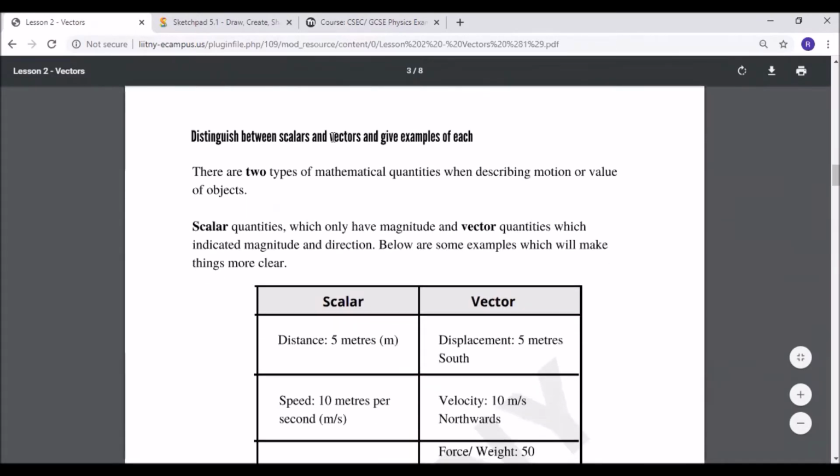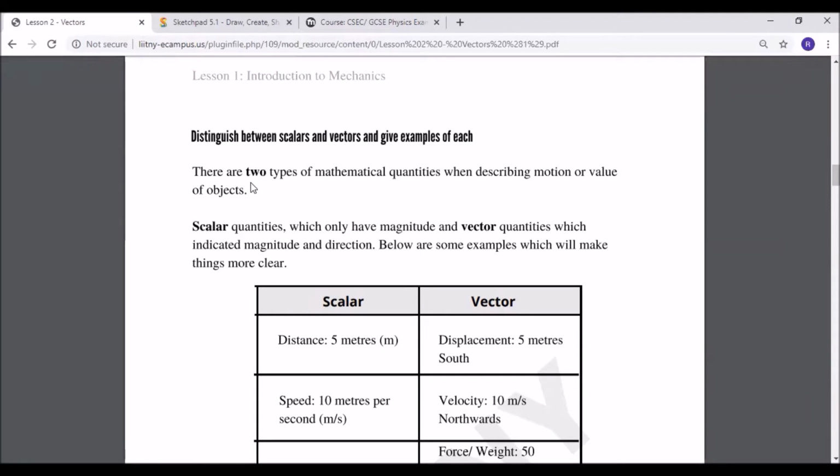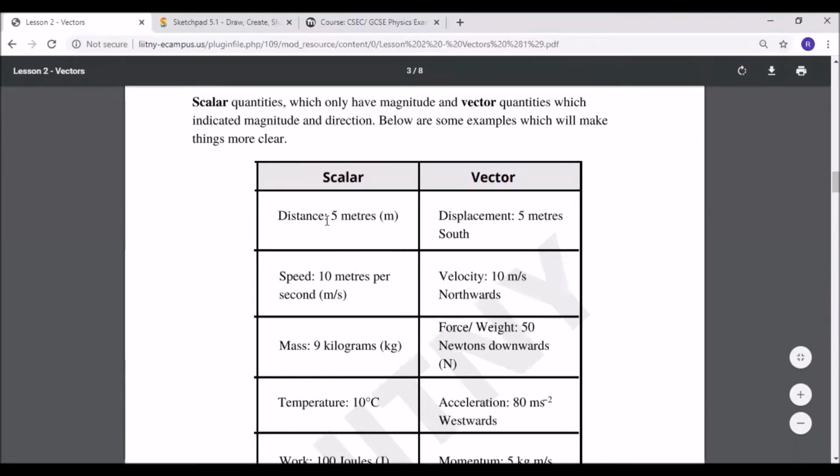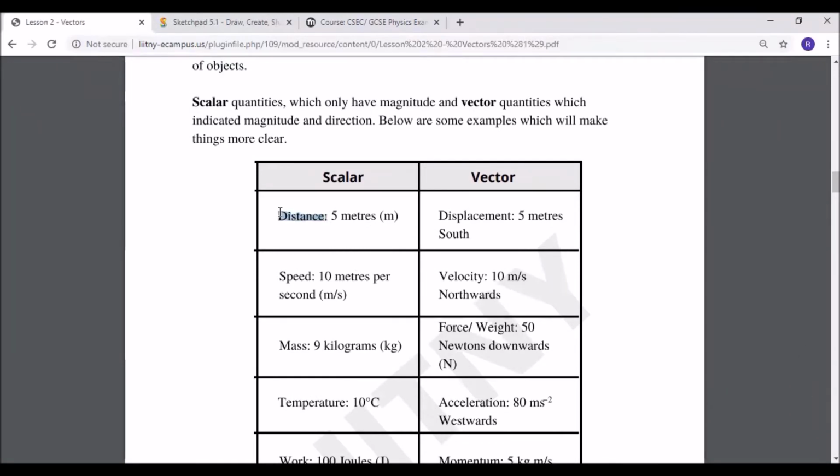So let's distinguish between scalars and vectors. Like I said before, there are two types of mathematical quantities when describing motion or value of objects. Scalar quantities only have magnitude, while vector quantities indicate magnitude and direction. Let me clarify. So the first example we have here of a scalar quantity is distance. So the distance between two objects can be 5 meters. This only has a magnitude. It doesn't tell the direction of one object to the next. It's just the distance in between.